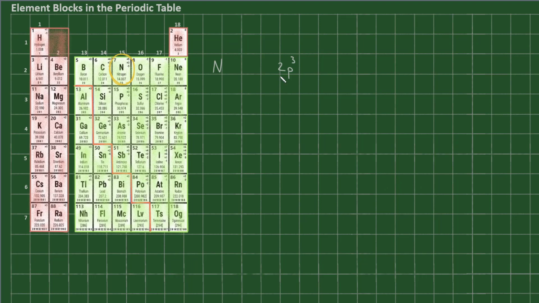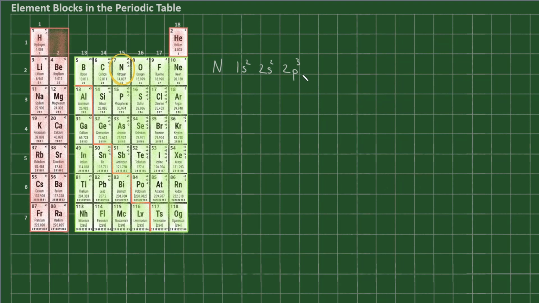So now I need to write in what comes before the 2p orbital. Well, I will have the 1s orbital and it will have 2 electrons. Then I will have the 2s orbital and it will have 2 electrons. Alright, so this looks a little bit squished, so let me quickly fix it. There we go, that looks a little bit better.